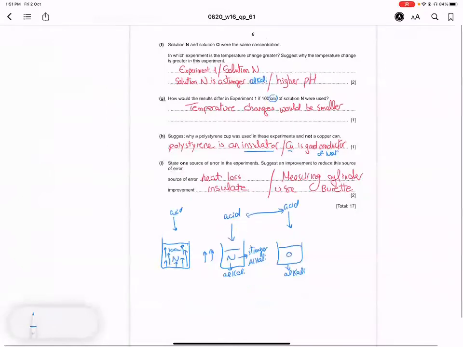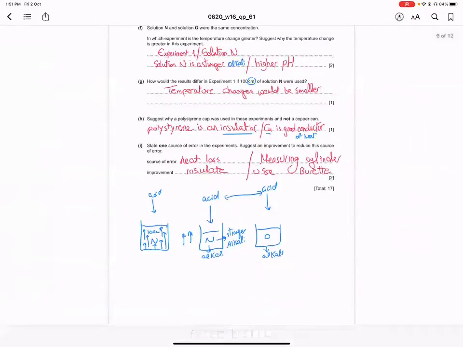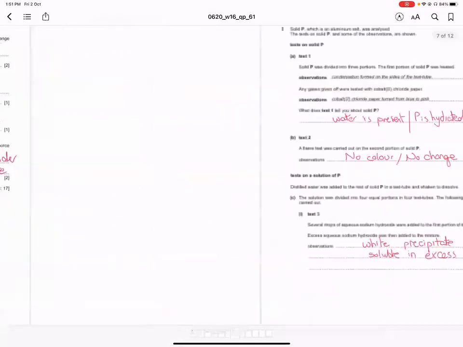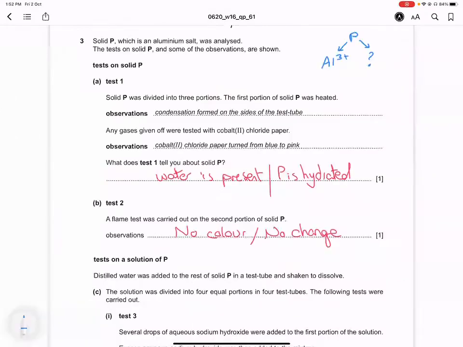P is aluminium, have aluminum and iron. Solid P was divided into 3 portions. The first portion of solid P was heated. Condensation formed at the side of the tube. When you heat a solid and then you find condensed droplets at the side of the tube, this means that water was present, or that solid P was hydrated.